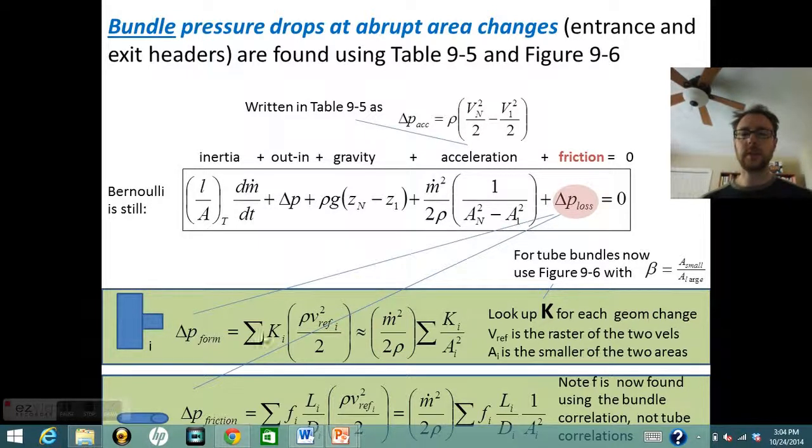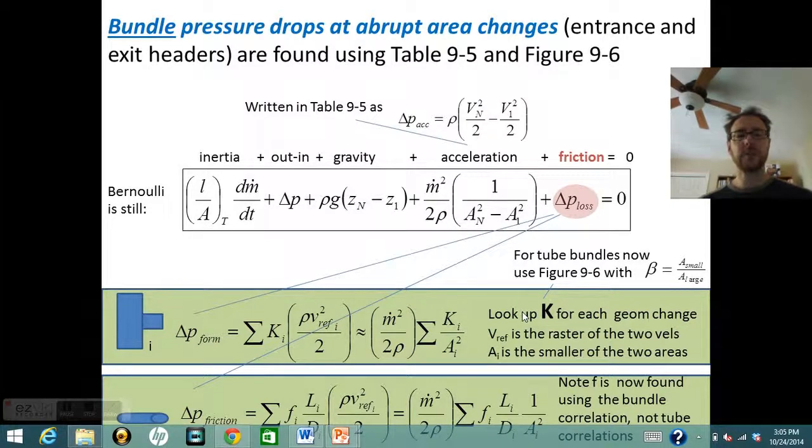So we had form loss on the last slide, and we had this equation. It looked just like this. They look just the same, except that now we're going to have to look up K for a bundle configuration. And that is not necessarily a simple thing to do. So when you look it up, try to determine K.